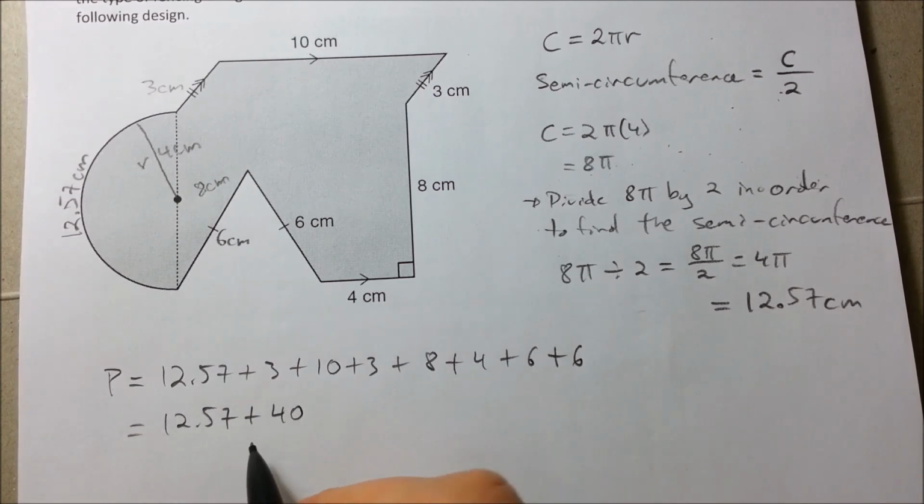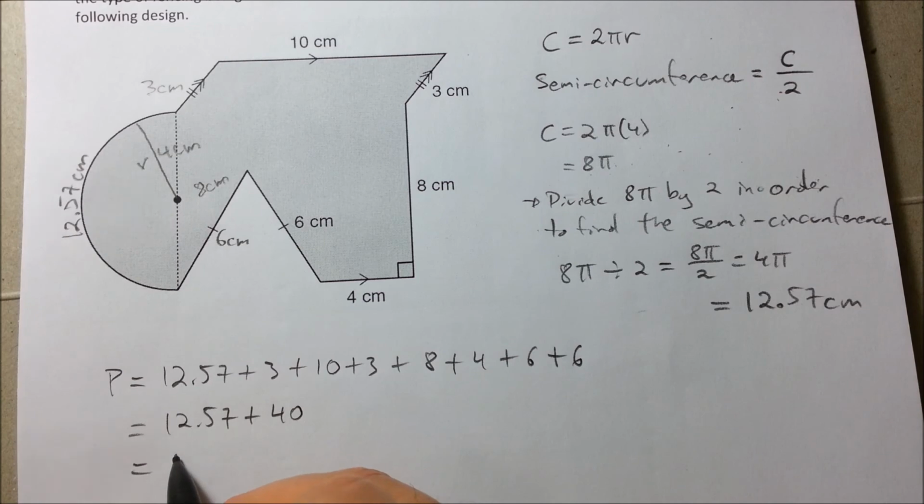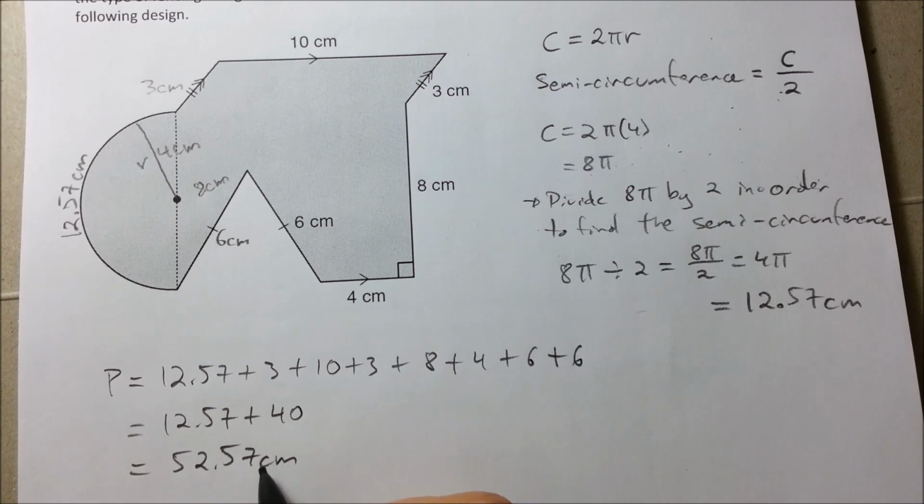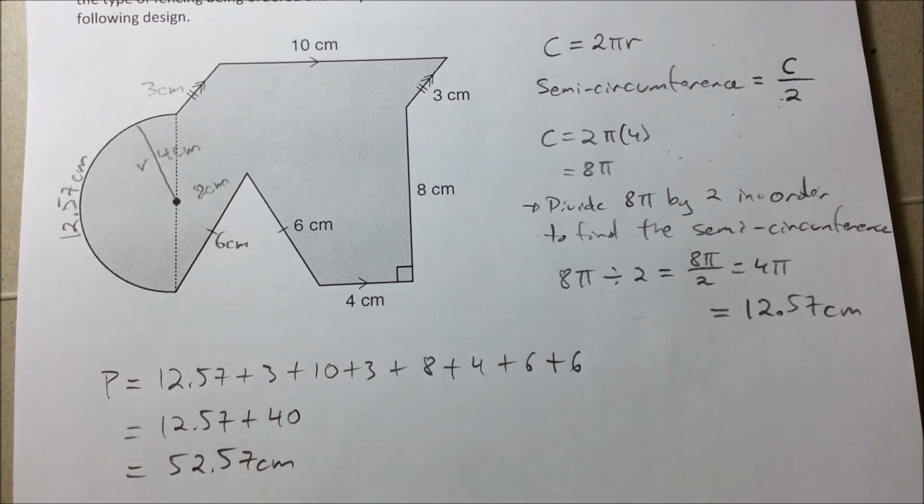40, and then if we add these two, we get 52.57 centimeters. So that's the perimeter of this composite shape.